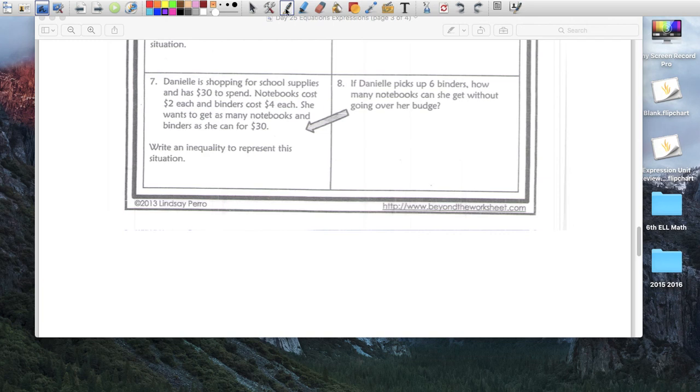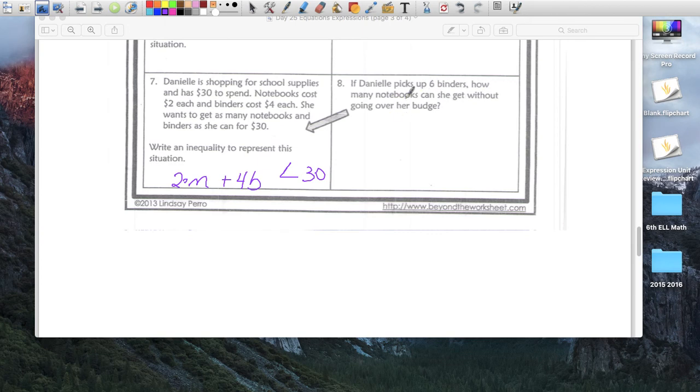Now, shopping for supplies. He has $30 to spend, so he can't spend more than 30. Notebooks cost $2 per notebook, and binders cost $4 per binder. And this has to be less than 30. So as many notebooks and as many binders as he buys, it all has to be less than 30.